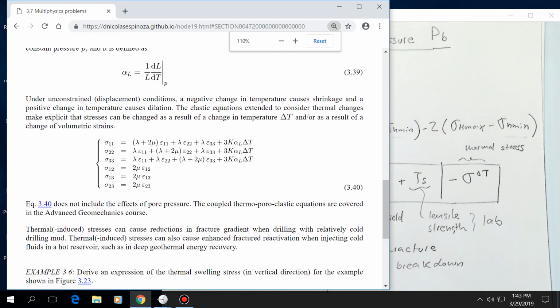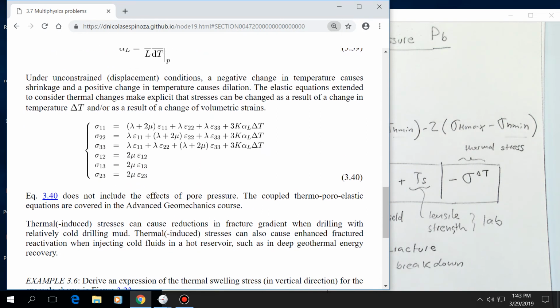And when you have problems of thermoelasticity, you can compute the effective stress by adding that thermal component. And if you want to put pore pressure and everything together, you just add one more term, and that is called the theory of thermoporoelasticity. But the effective stress is just one.